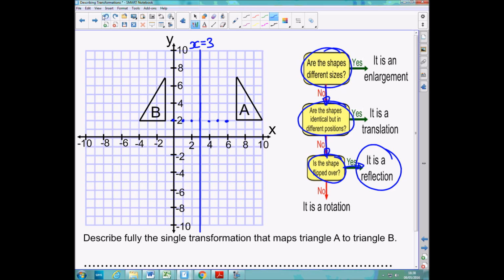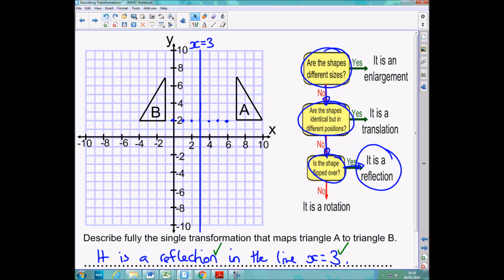Right, so now I'm ready to describe the transformation. It is a reflection in the line x equals 3. Here you get 1 mark for saying it's a reflection and 1 mark for saying what the mirror line is. So as you can see, reflections are worth 2 marks, and again, like I said earlier, rotations are worth 3.